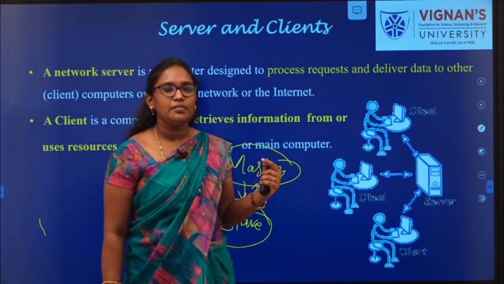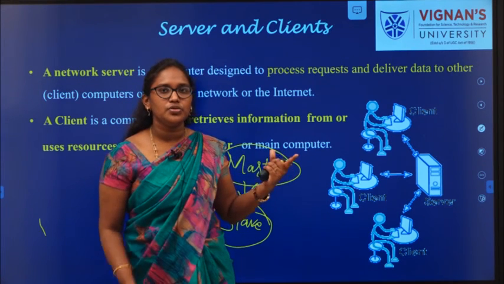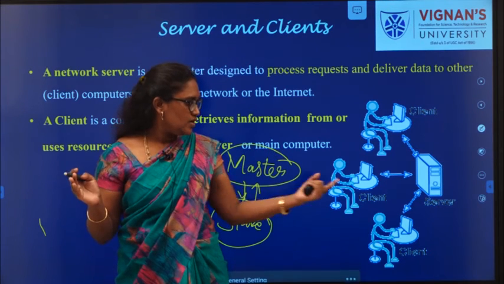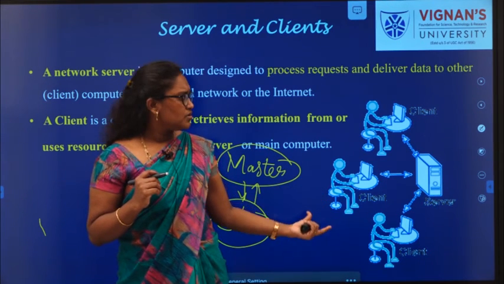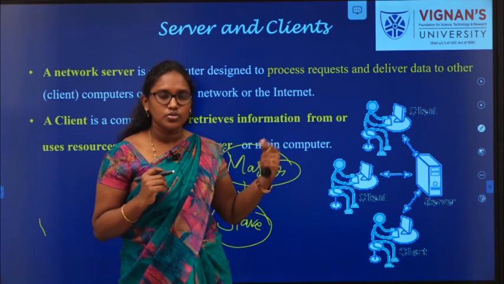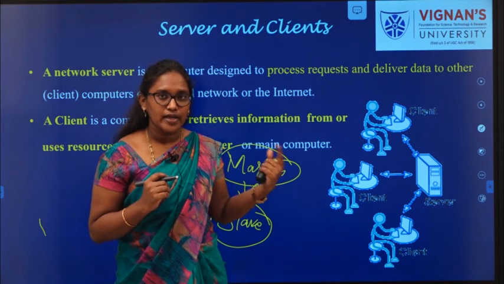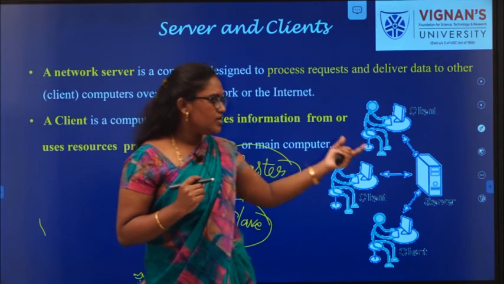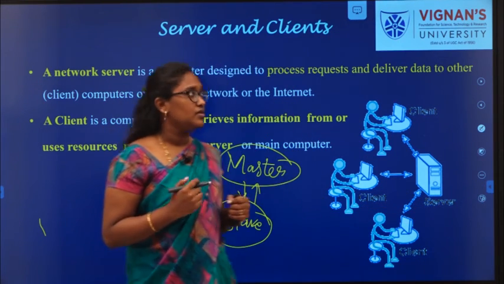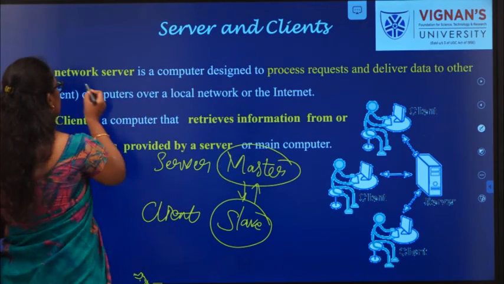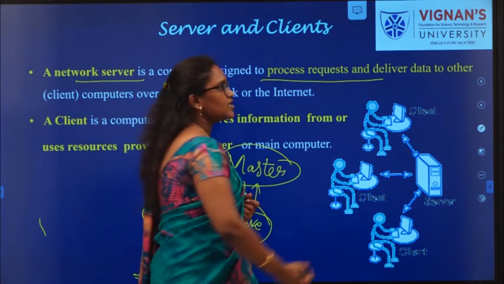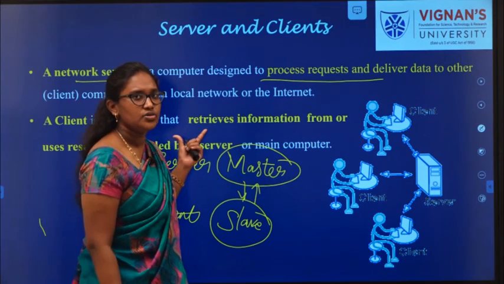The same example, 80 pages are distributed to 4 people, or 4 sets of clients, right. Those 4 sets of clients will type the 80 pages and they will submit the total 80 pages to the server. So that is what is written: a network server is a computer designed to process requests and deliver data to others.